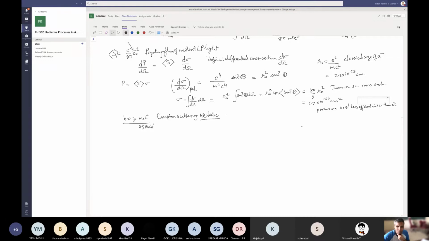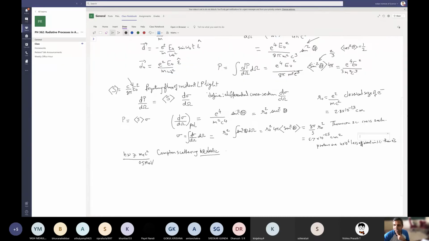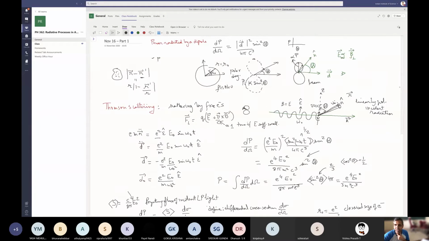Okay, so what about the polarization of the scattered radiation? Let's go back to this diagram. What is the direction of polarization? It's just dipole oscillation. If you recall, the direction of the electric field is in the plane of acceleration and the direction of observation. So this is how it will be polarized. This light will be polarized in this direction.